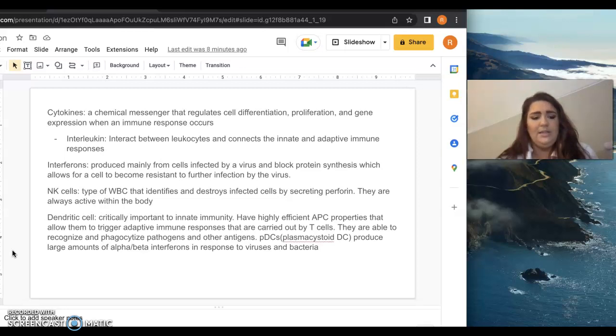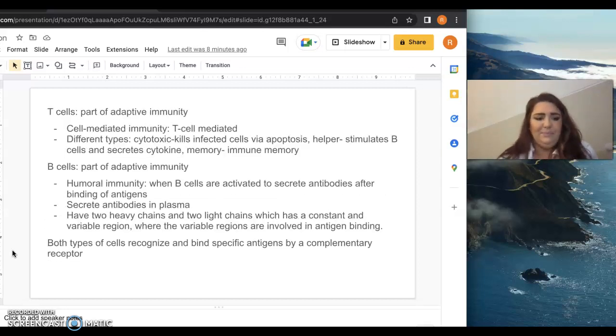And then dendritic cells are critically important to innate immunity. They have highly efficient APC properties that allow them to trigger the adaptive immune responses that are carried out by the T cells, and they're able to recognize and phagocytize pathogens and other antigens. Plasmacytoid dendritic cells produce large amounts of alpha and beta interferons in response to viruses and bacteria.